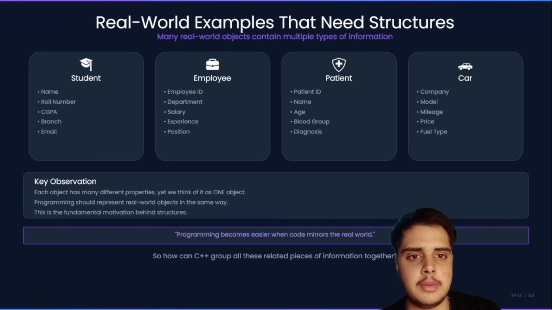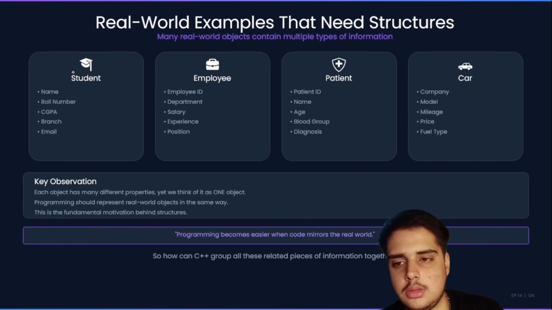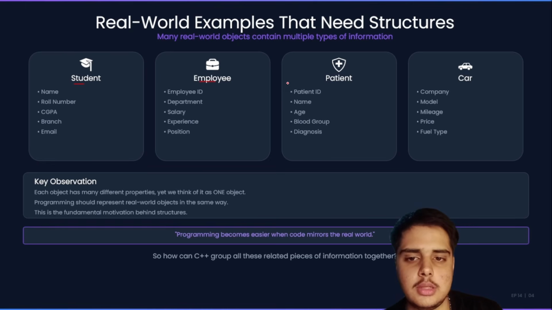So real world examples that need structures are student, as I explained, similarly employees or patients or a car, because all have a list of things which are int, float, double, bool, etc. But we can't make an array for each of them separately. So the key observation here is each object has many different properties, yet we think of it as one object. So programming should represent real world objects in the same way. This is the fundamental motivation behind structures. Programming becomes easier when code mirrors the real world.